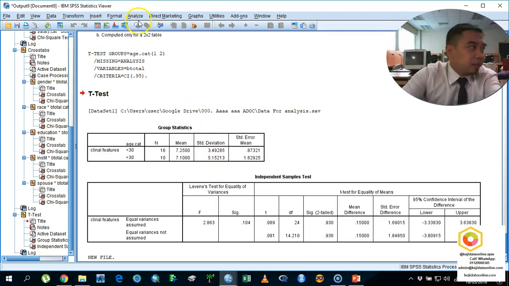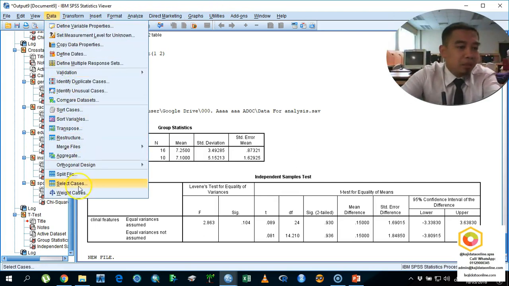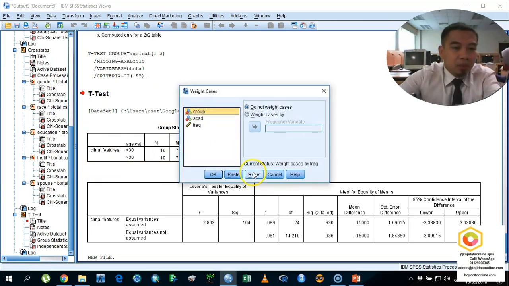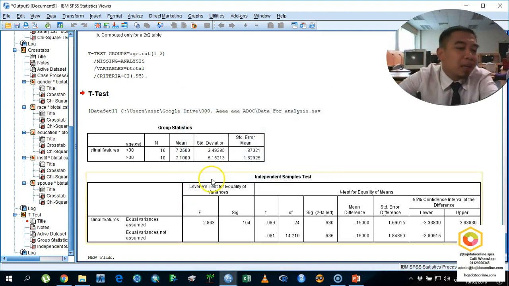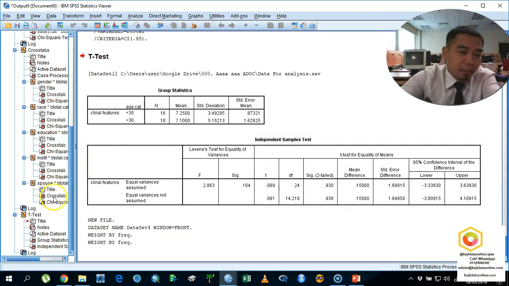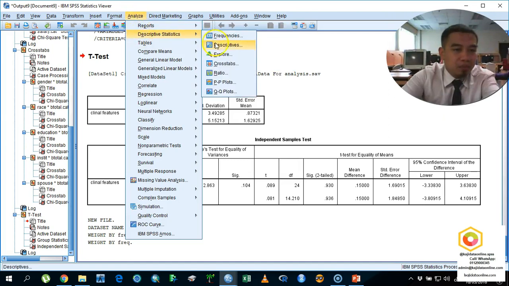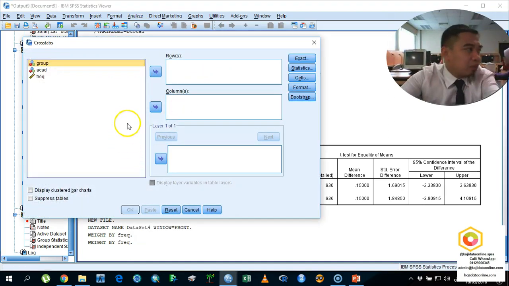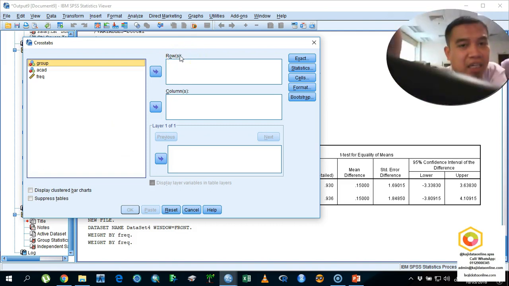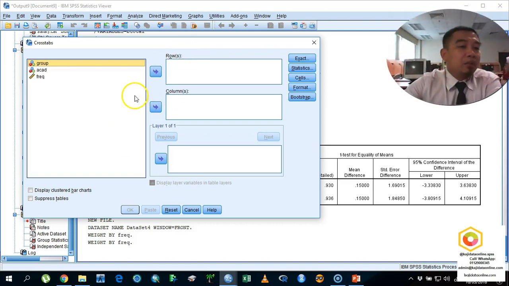And then the next one, have you done it already? No. Okay, I will repeat. You go to the data and go to the weight cases. Go to weight cases by, and then please insert the frequency inside the frequency variable and then hit the OK button. After you hit the OK button, the output is going to say weight by frac. Okay, and then the first step is finished. And then the second step will be like this: analyze, descriptive, and Crosstab. Same as before, we are going to use the Crosstab.